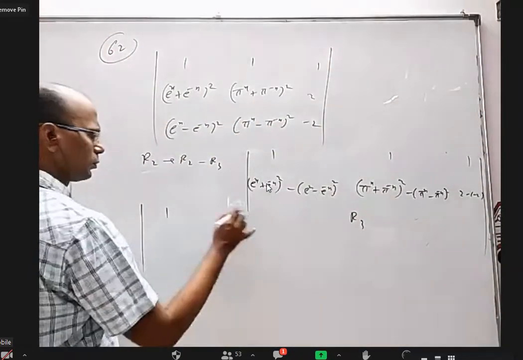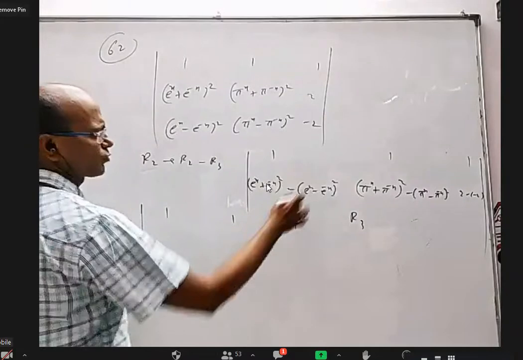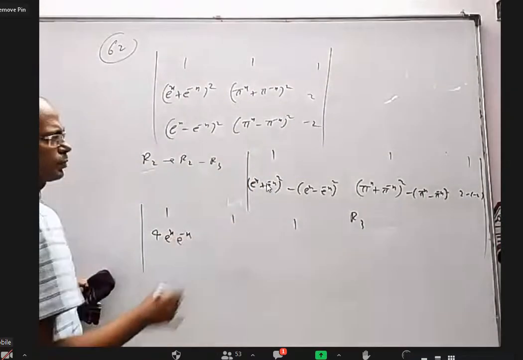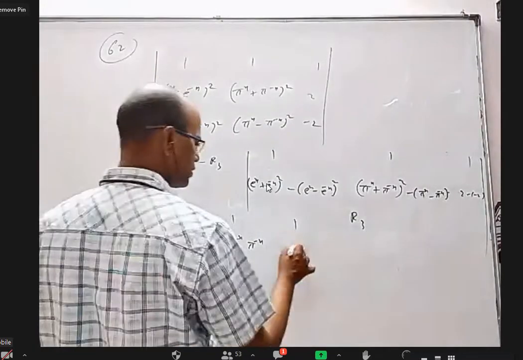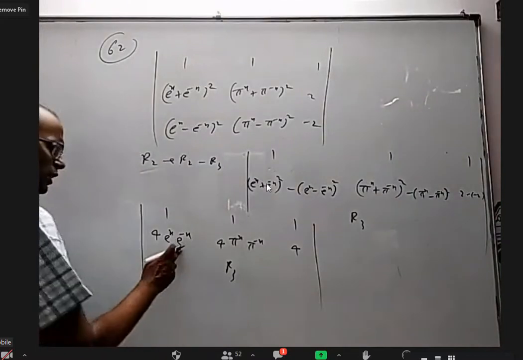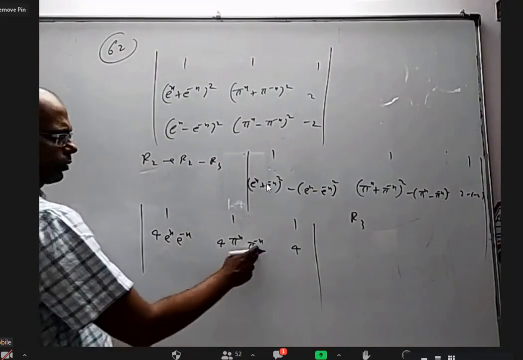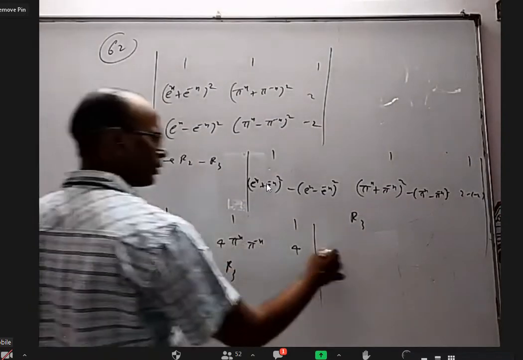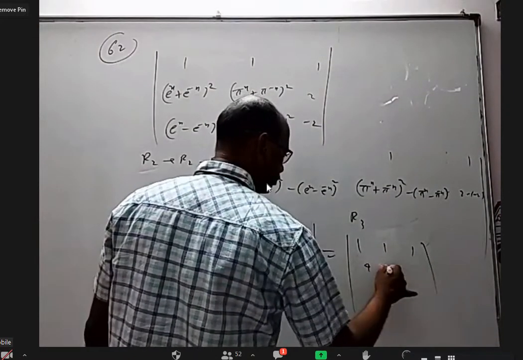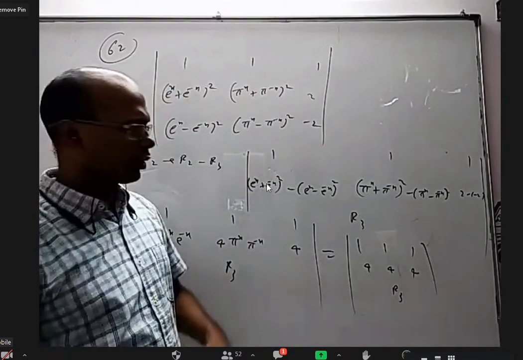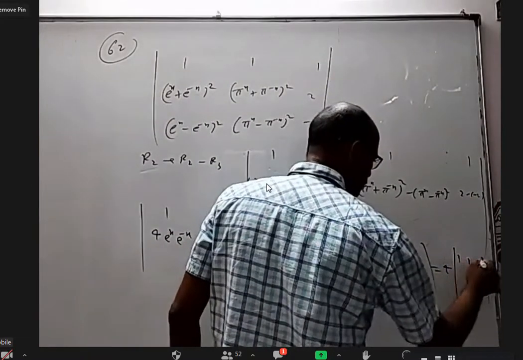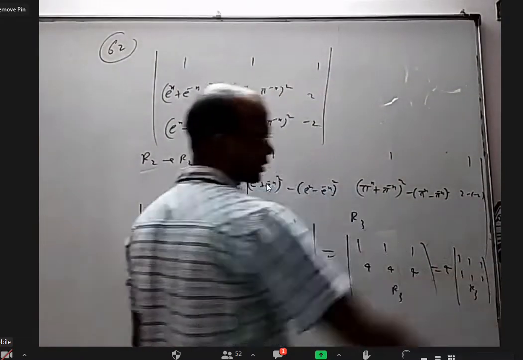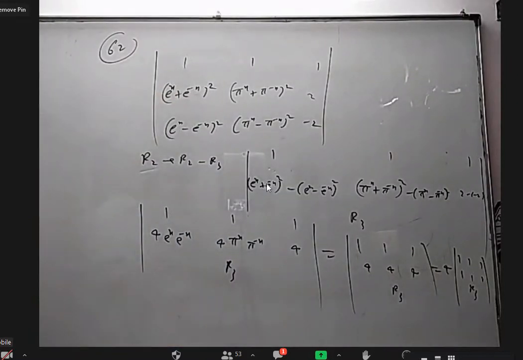So 1, 1, 1. A plus b whole square minus a minus b whole square is 4ab. It is 4 into e power x into e power minus x. This is also the same, 4 into pi power x into pi power minus x. And this is 4. R3 as it is. E power minus x is 1 by e power x, cancel here. Pi power minus x is 1 by pi power x, cancel. I'll get 4. So I will be getting 1, 1, 1, 4, 4, 4, third row as it is. If one row is a multiple of another row, the determinant is 0. If you want, you can take 4 common and write 1, 1, 1, 1, 1, 1, third row. Two rows are equal, so that is 0. Somebody wants me to write on the board 62? Is it clear now?